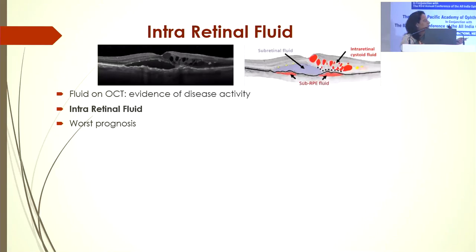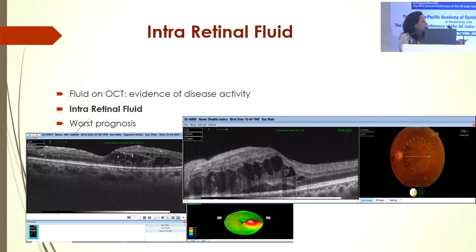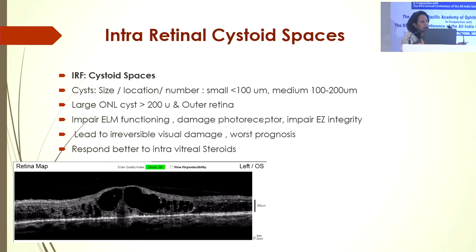Fluid can be either intraretinal or subretinal. Whenever there is intraretinal fluid, the prognosis is worse. We can see in these pictures, these are pockets of intraretinal fluid, more concentrated in the outer retinal layers, and this is a mixed kind of picture with intraretinal fluid and some amount of subretinal fluid. When this intraretinal fluid is present as cysts, we call it intraretinal cystoid spaces.